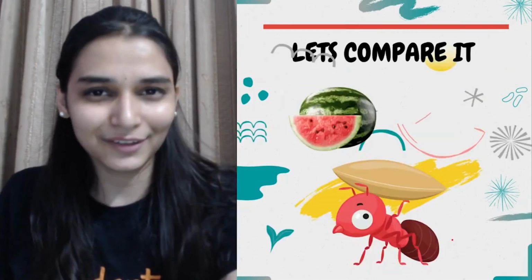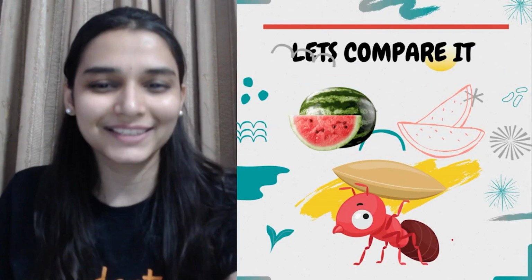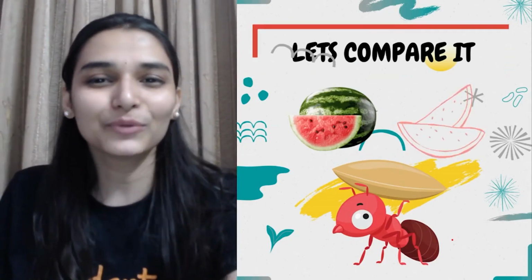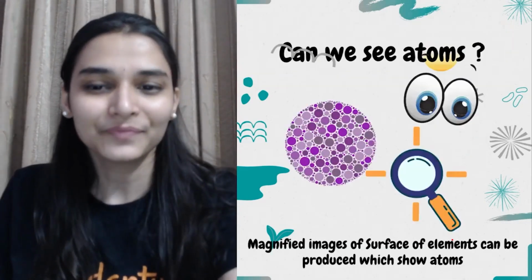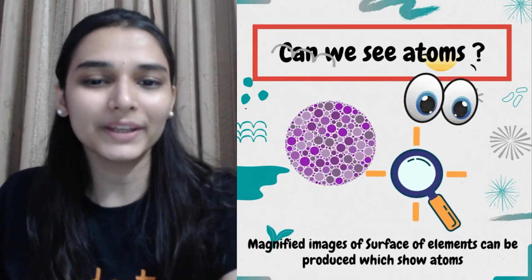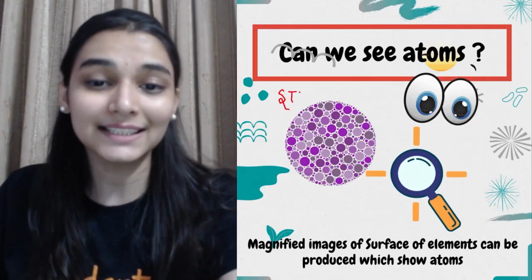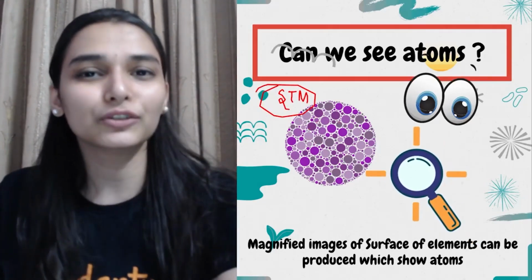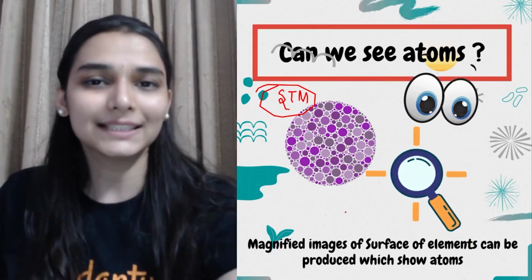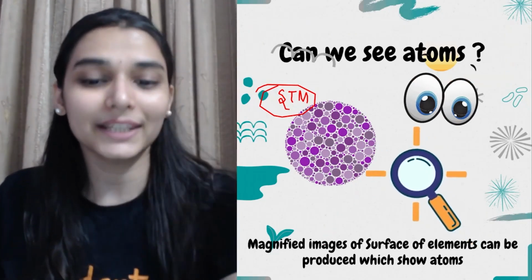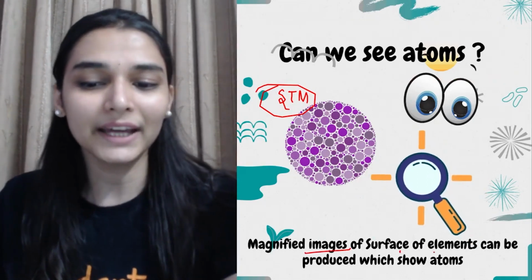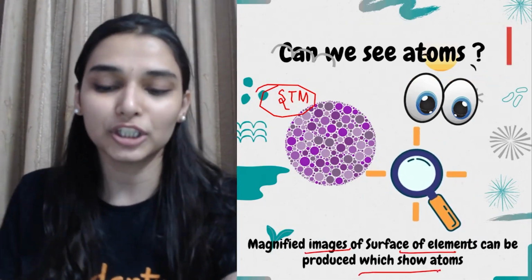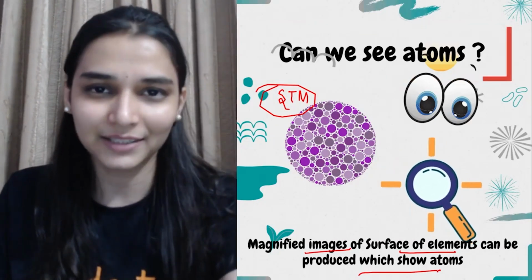Are you even getting the idea how small is that? Smaller, much smaller than an ant. So we cannot see atoms like that. Okay, so we need some special instruments, like we are having STM, if you have heard about it, scanning tunneling microscope. So electron microscopy can be used to see that, and the instruments are really very expensive. So it's written magnified images of surface of the elements can be produced, which can show you the size of an atom.